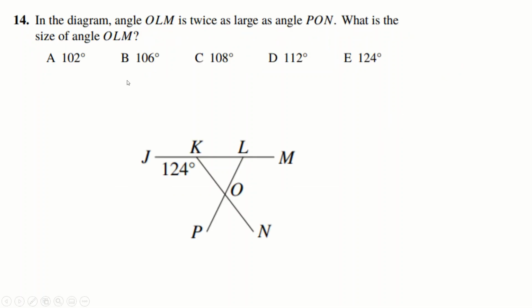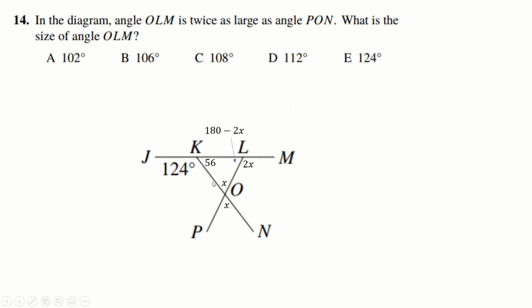Question number 14. OLM is twice PON. So if PON was x, OLM would be 2 lots of x. It's twice as much, so that's this angle and this angle. Okay, so good. What can I start with? Well, if this is 124, then this on a straight line is 180 minus 124, which is 56. And now vertically opposite angles mean that this angle is x. And this angle here is, just like this was 180 minus 124, 180 minus 2x.